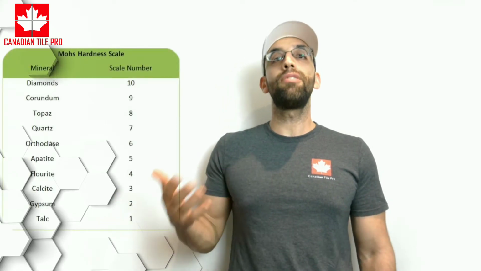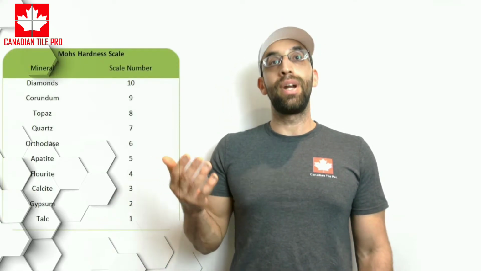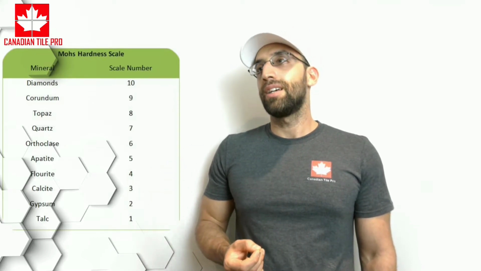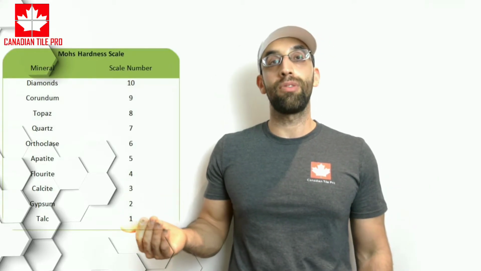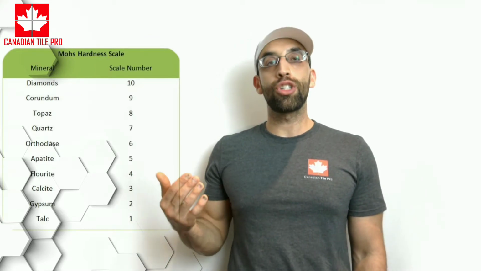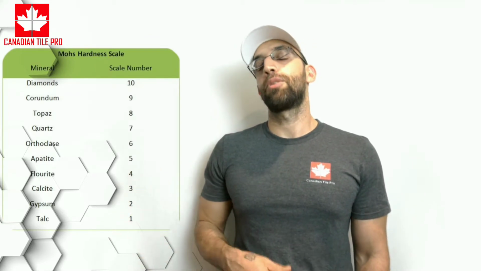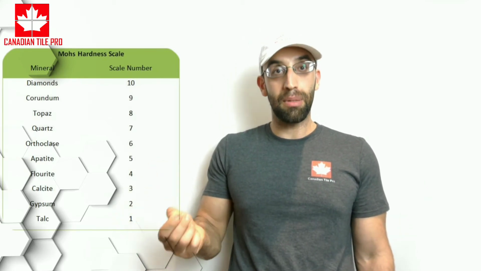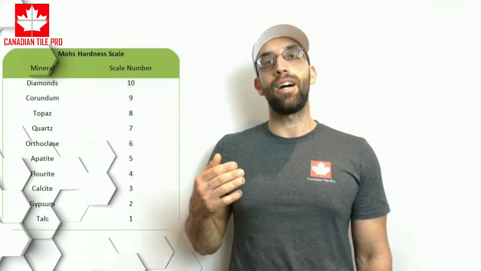So let's talk about what this scale means in real life settings. For instance, the human fingernail is rated as a 2.5 on the scale. So if you think about it, it would be somewhere between gypsum and calcite. Gold or silver would be rated as a 3. Copper penny, we don't have that here in Canada anymore, but if we did, it would be considered a 3.5. An iron nail, something made of iron, is considered a 4.